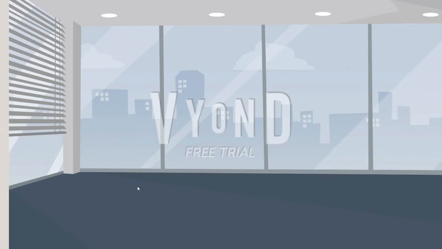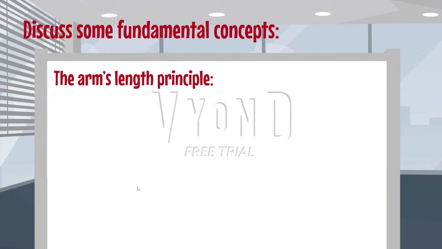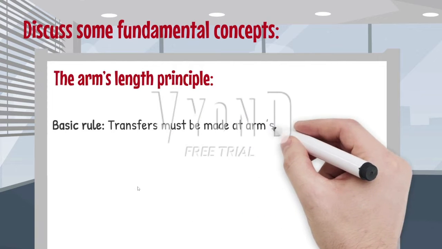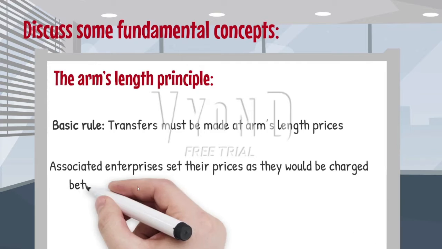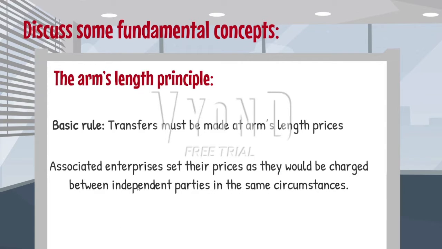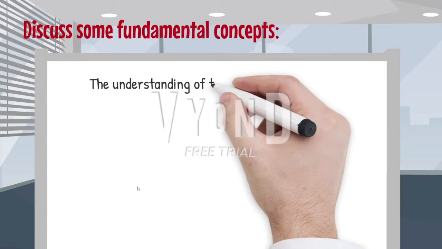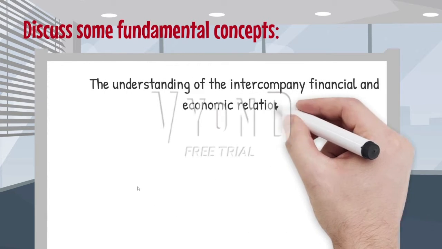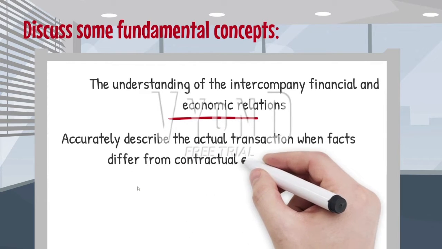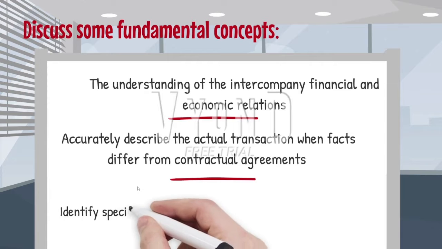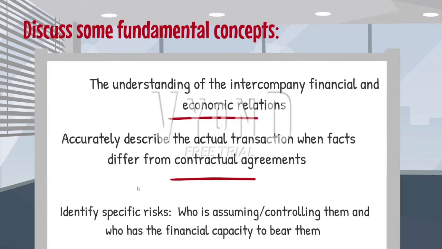Chapter 1 discusses some fundamental concepts and introduces the arm's length principle. It can be defined as a basic rule that transfers must be made at arm's length prices, which means that associated enterprises set their prices as they would be charged between independent parties in the same circumstances. The chapter provides tools for understanding the financial and economic relations between parties, how to accurately describe the actual transaction when facts differ from contractual agreements, and how to identify specific risks, who is assuming them, who is controlling them, and who has the financial capacity to bear them.